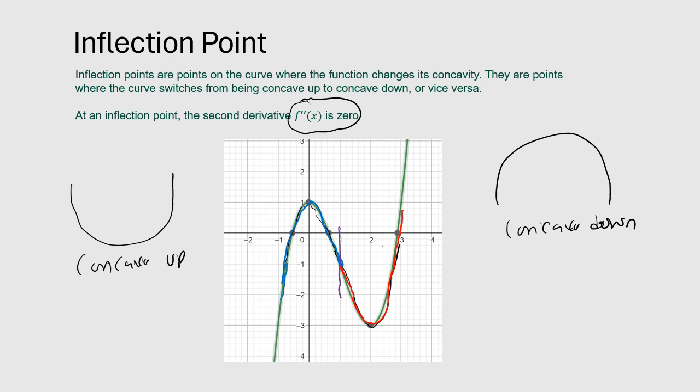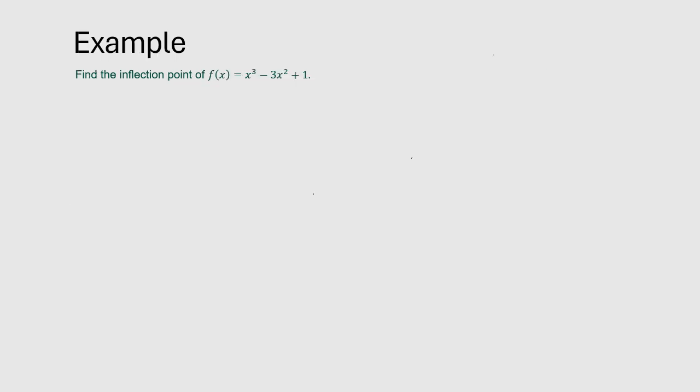So that's what we call the point of inflection. Mathematically, if you want to find this, just find the second derivative and equate it to 0, then find your x. So let's solve some examples.